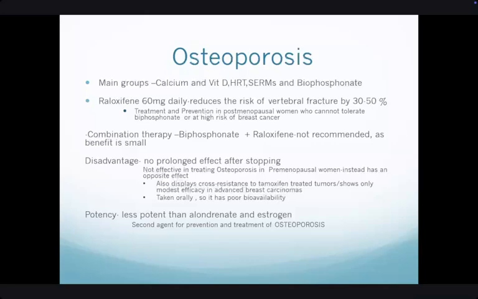Looking at combination therapy, bisphosphonates and raloxifene are not recommended together as the benefit is small. The disadvantage is that after stopping the drug, there's no prolonged effect. It's also not effective in treating osteoporosis in premenopausal women; instead, it has the opposite effect. It also displays cross-resistance to tamoxifen-treated tumors, and only shows modest efficacy in advanced breast carcinomas. It is taken orally, hence it has very poor bioavailability.